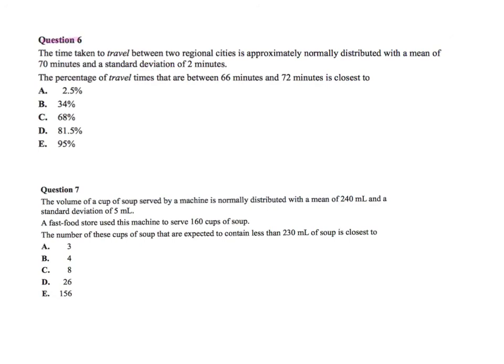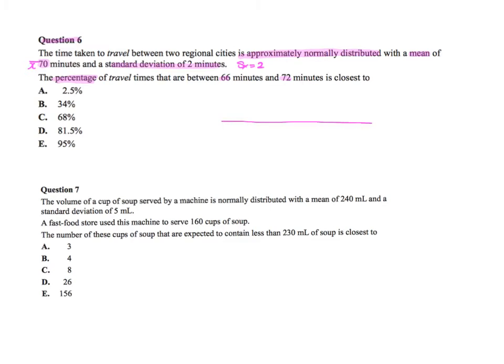Okay, question 6. The time taken to travel between 2 regional cities is approximately normally distributed, with a mean of 70, and a standard deviation of 2. So I've got SX equals 2. Now, the percentage of travel times between 66 and 72 is closest to.